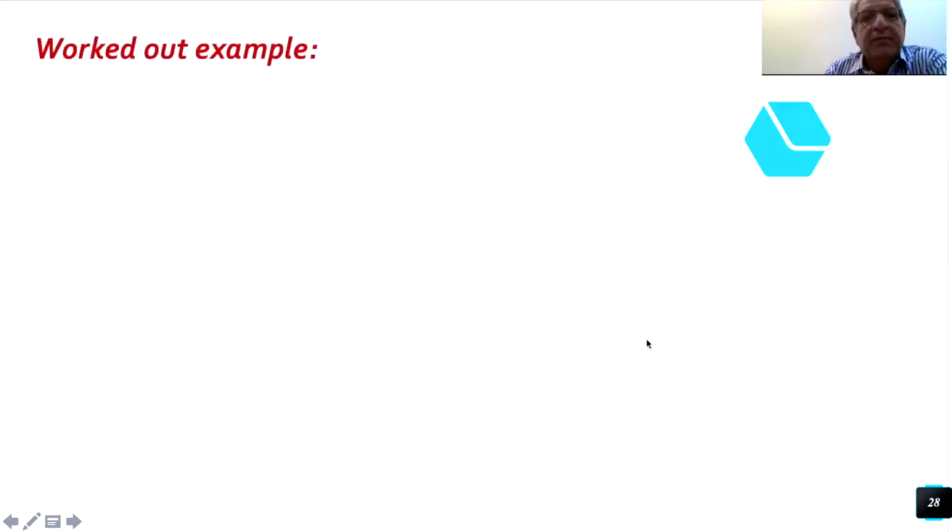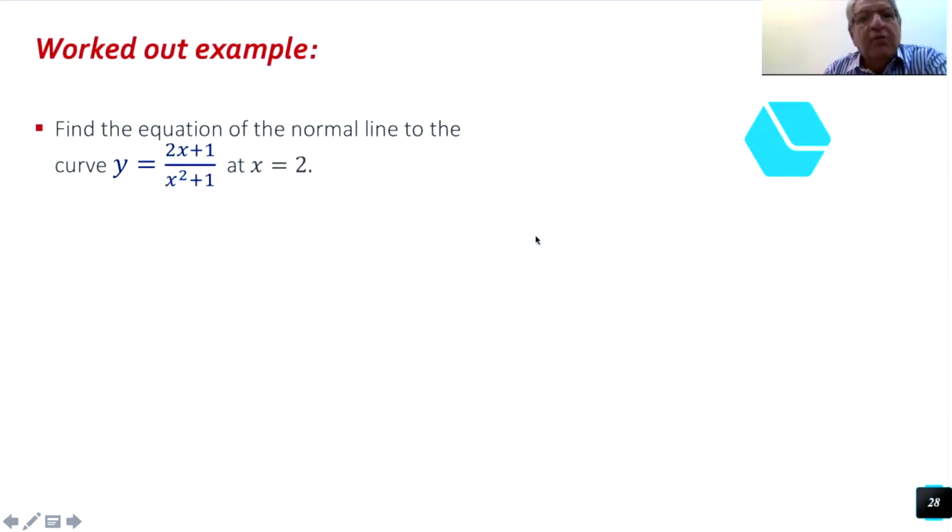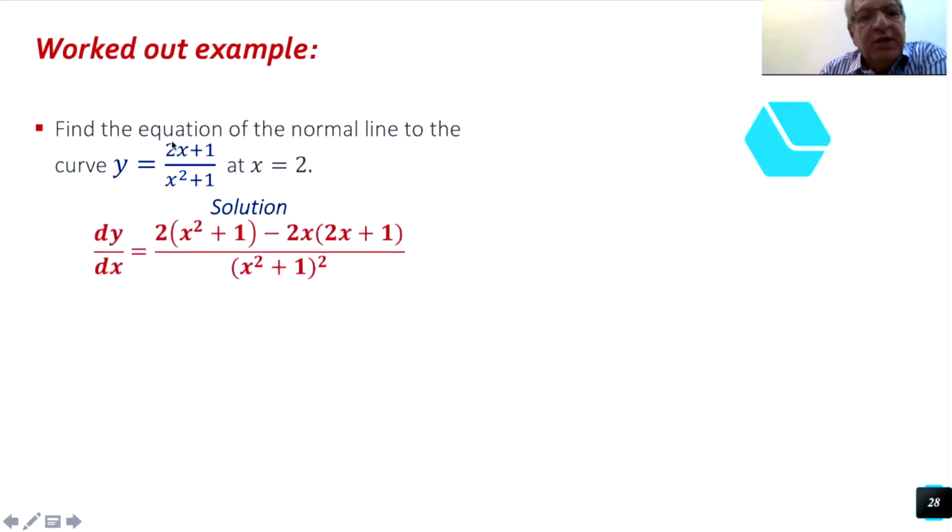Okay, now let's see another example. Find the equation of the normal line to the curve, so and so. Therefore, this is a function, and we need to differentiate it. Now, how to differentiate this? First of all, the derivative of the numerator is 2. 2 times the denominator, which is x squared plus 1, minus the derivative of this, which is negative 2x, multiplied by this, then divide by the denominator to the power of 2. Therefore, this is v to the power of 2.